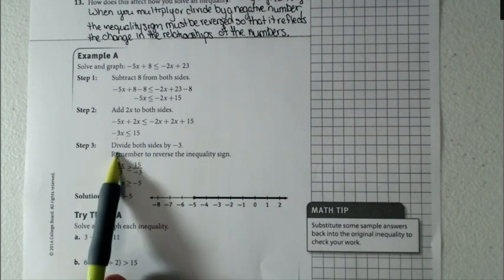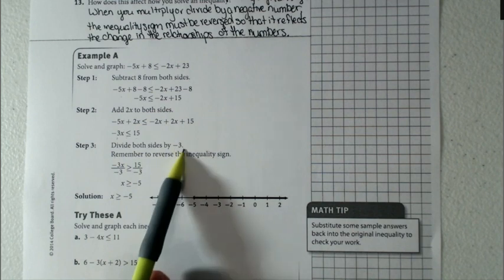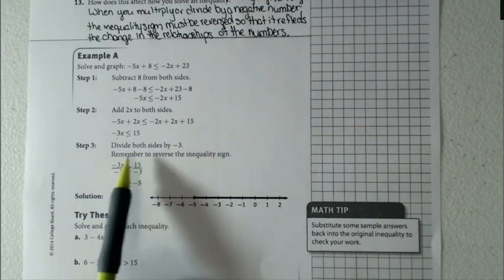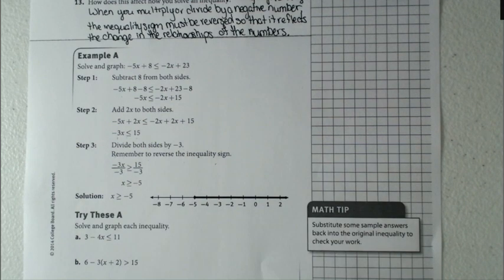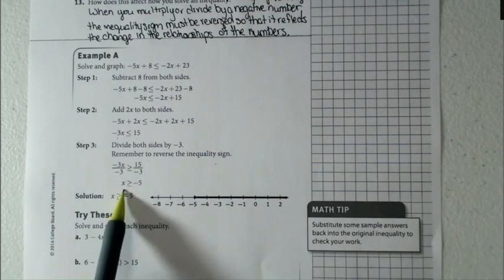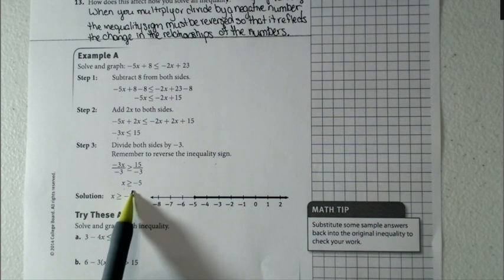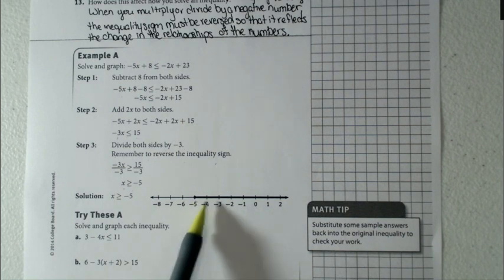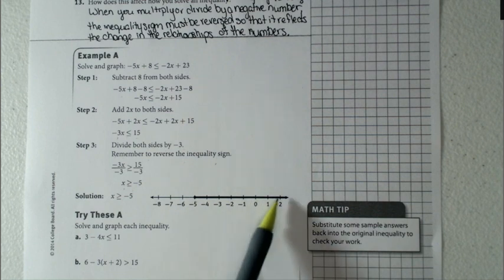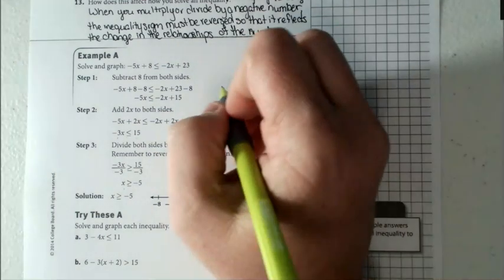Step 3 says divide both sides by negative 3. Remember, reverse the inequality sign. And that's because we're dividing by a negative 3. So I have x is greater than or equal to negative 5. So they have a closed circle at negative 5, and it includes all the numbers that are greater than negative 5. I want to go back and take a look at this.